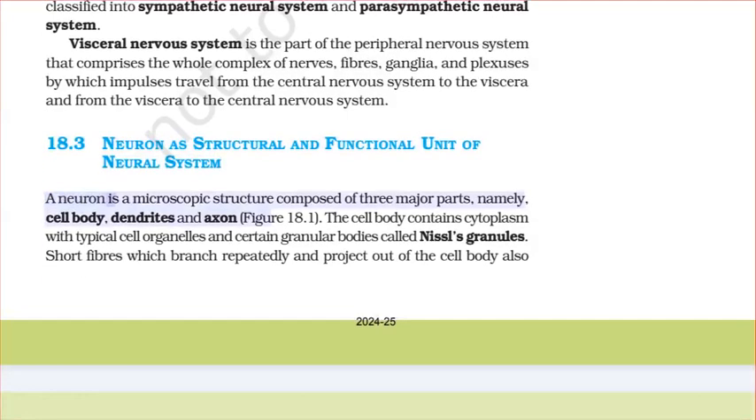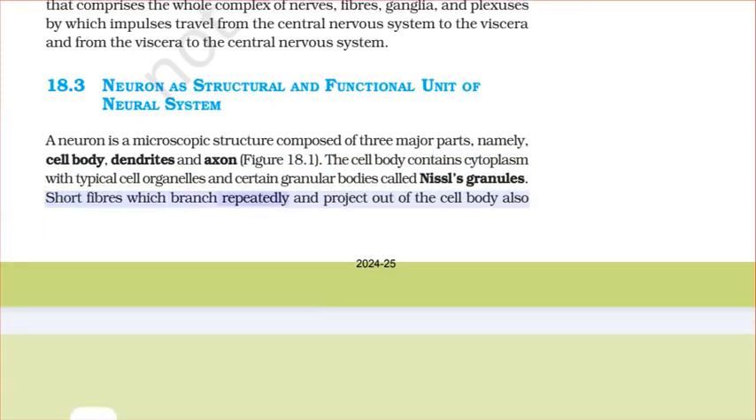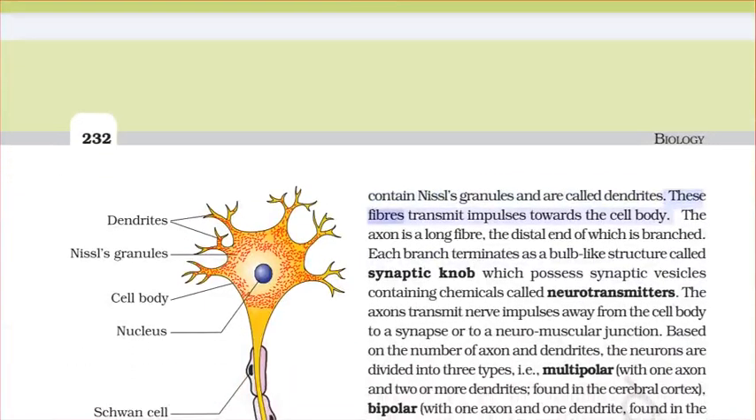Neuron as structural and functional unit of neural system. A neuron is a microscopic structure composed of three major parts, namely cell body, dendrites, and axon. The cell body contains cytoplasm with typical cell organelles and certain granular bodies called Nissl's granules. Short fibers which branch repeatedly and project out of the cell body also contain Nissl's granules and are called dendrites. These fibers transmit impulses towards the cell body.